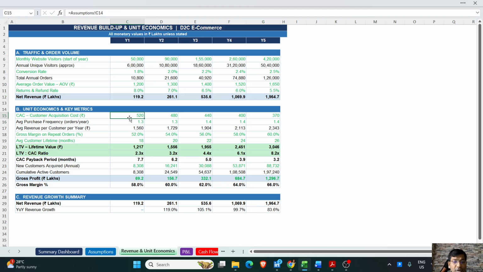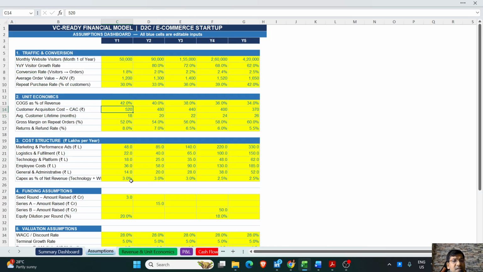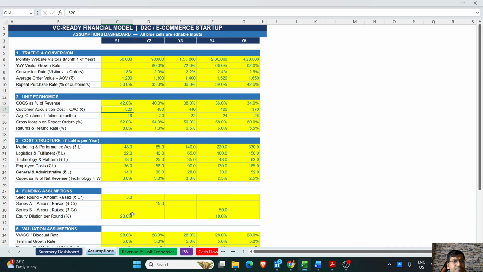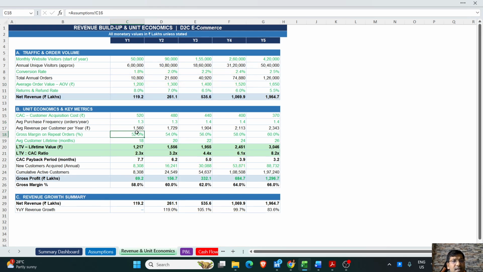I've also said that, from this data, what is my customer acquisition cost, my average CAC? How much am I going to spend for that customer? So that translates into, what is the average frequency of the order? We say that it is 1.3, which means this plus assumptions C10, 30% is the average. So that becomes 1 plus 30%. And therefore the average revenue per customer will be 1200, which is the average order value, into 1.3.